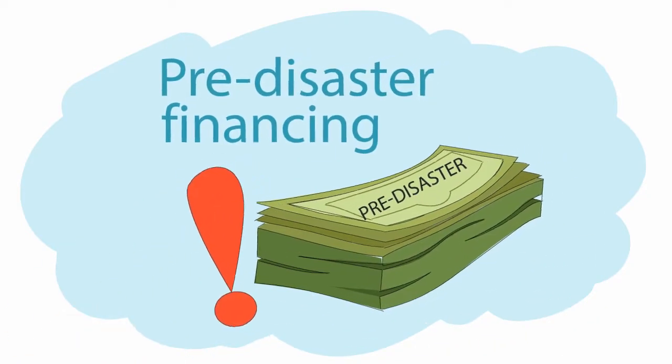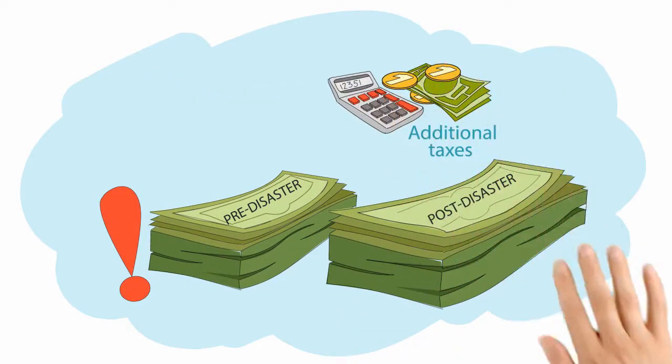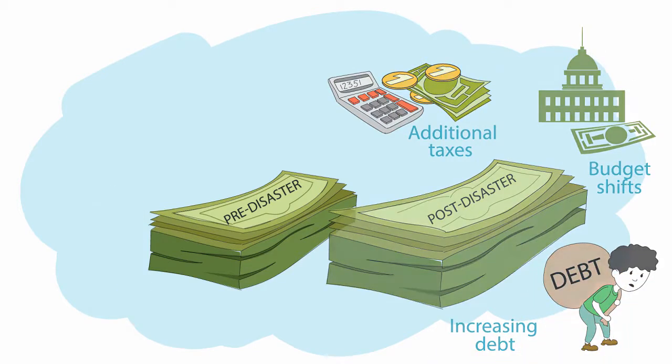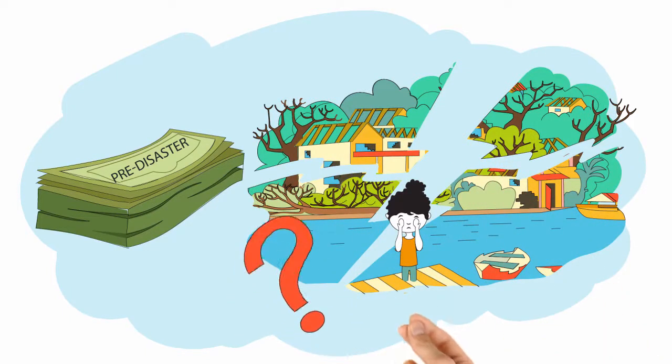It may also be necessary to acquire some ex-post financing by increasing taxes, reallocating national budgets, or taking out credit. Without this financing, it can be very difficult for people and the government to get back on their feet.